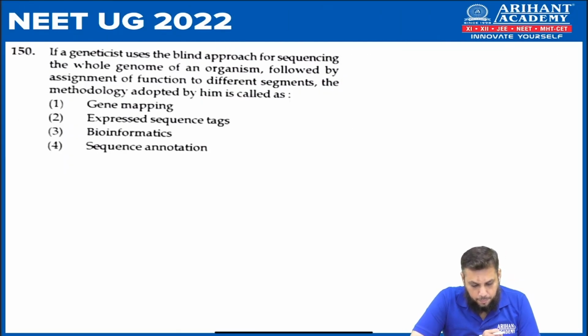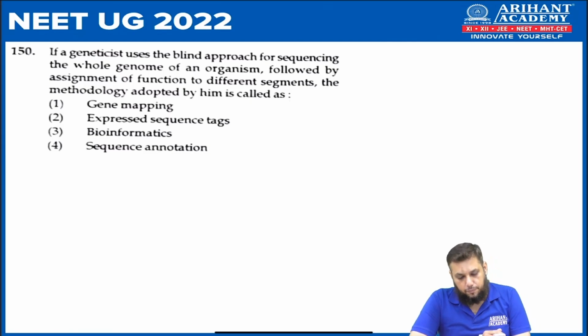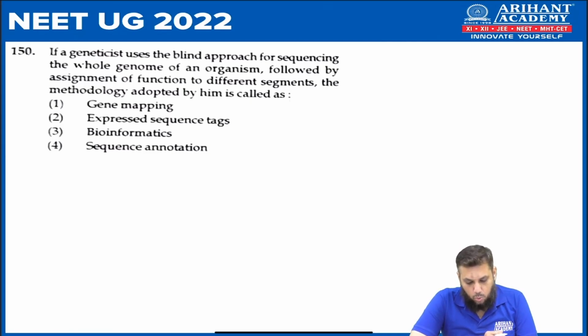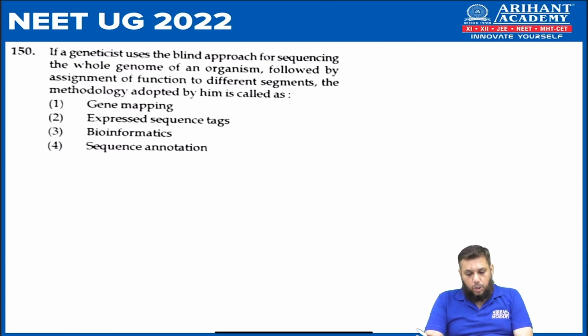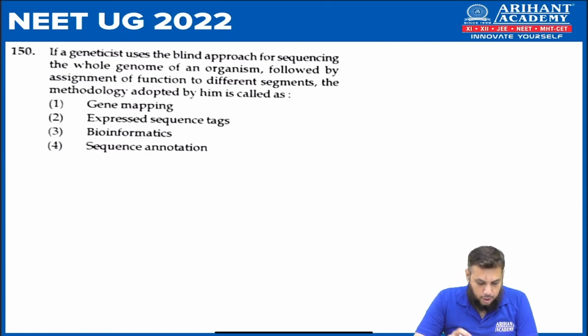150. If a geneticist uses the blind approach for sequencing the whole genome of an organism, followed by assignment of function to different segments, what is the methodology adopted by him? There are two methods of gene sequencing. One is expressed sequence tags, ESTs, as NCERT calls it, where we know the gene sequence is going to code for a particular protein and we sequence only those. And this blind approach is called sequence annotation.